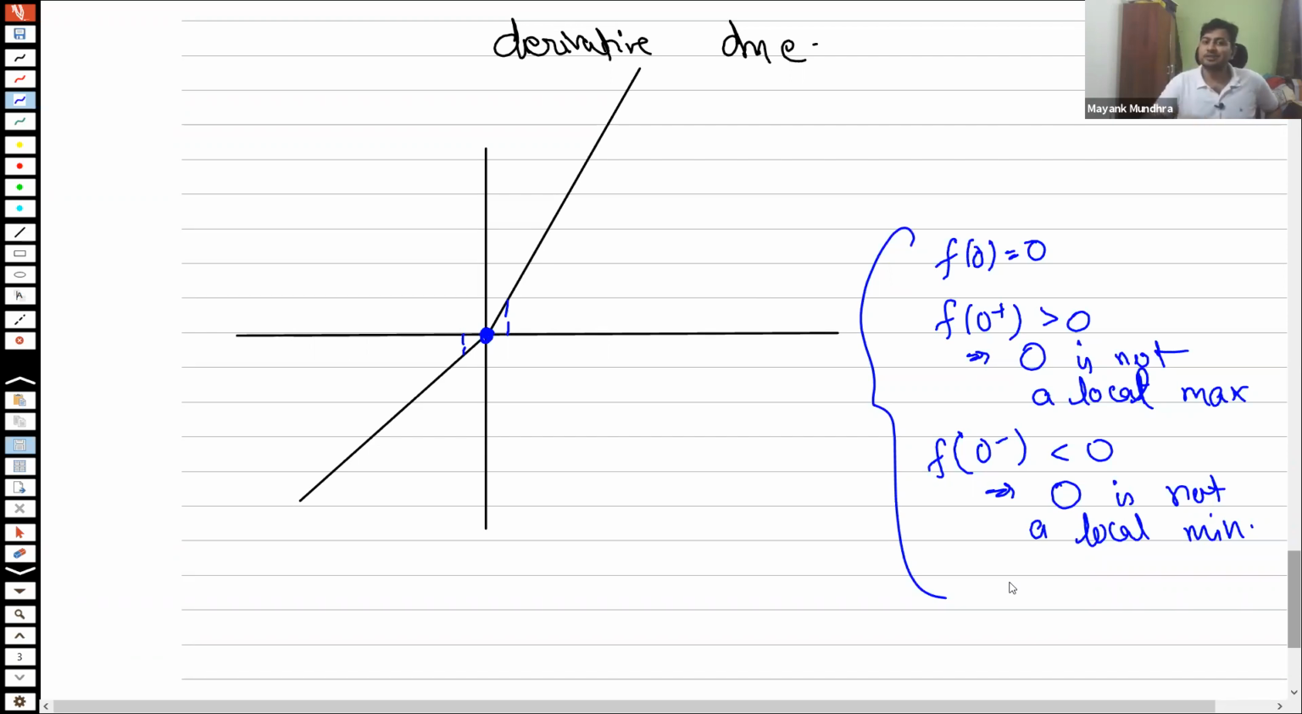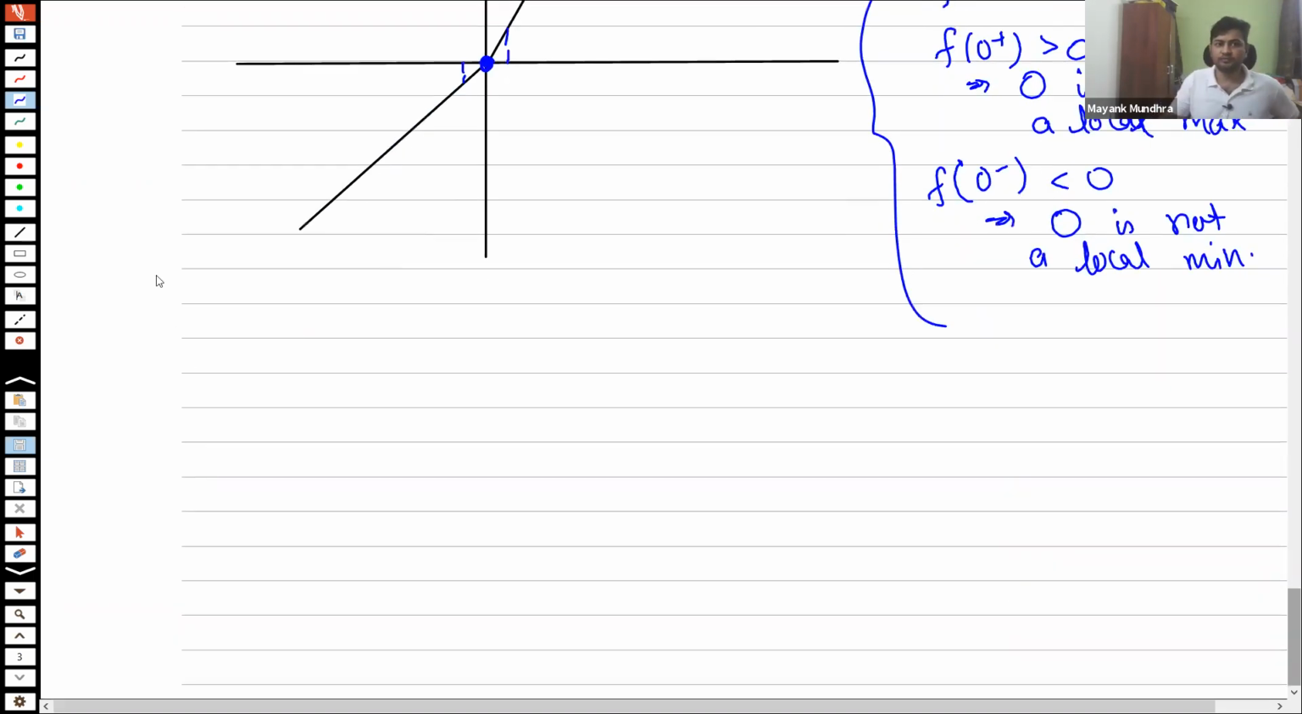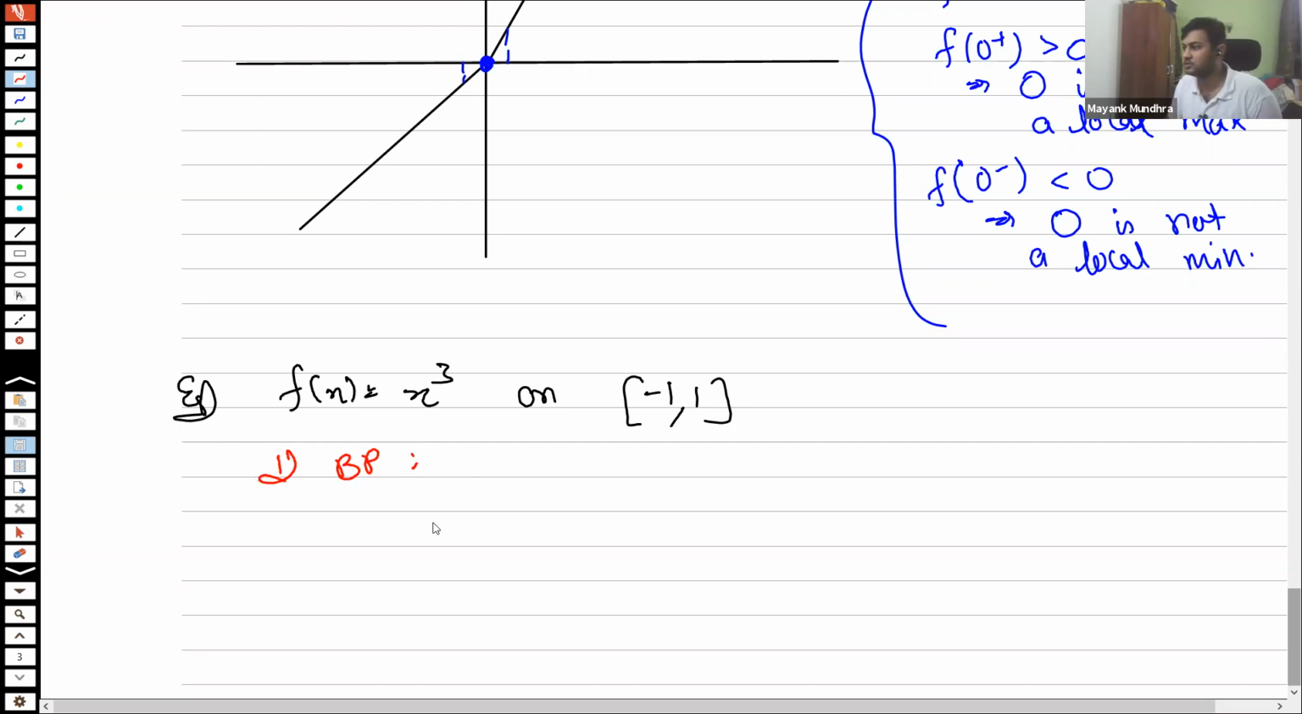For example, let's consider x cube on some domain. f of x equals x cube on the domain minus 1 to 1. So first of all, what are the boundary points? Let me ask this question to Yuvakshi. What are going to be the boundary points? Sir, minus 1 and 1. Very good. Minus 1 and 1.